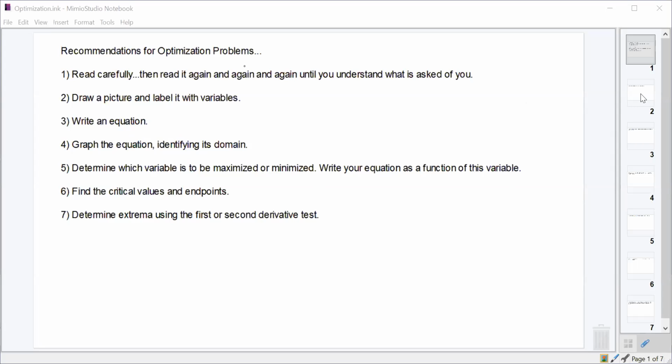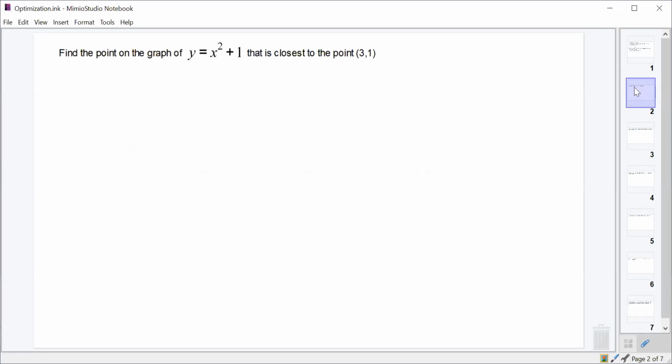You should all be familiar with optimization problems, at least to a degree. So let's do one. We want to find the point on the graph of y equals x squared plus 1 that is closest to the point (3, 1). So we will read that question over and over again until we understand what it's asking. Hopefully we already understand what it's asking. Here's the graph of y equals x squared plus 1.